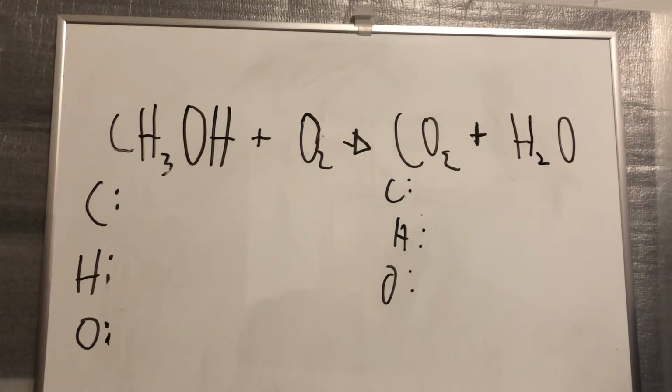Hello, today I'm going to show you how to balance CH3OH plus O2 yields CO2 plus H2O. To start, let's write it down. I already wrote the equation to save myself some time. Next, I'll put a line through the yield sign or symbol so I may separate the products and reactants to show the atom inventory for both sides.